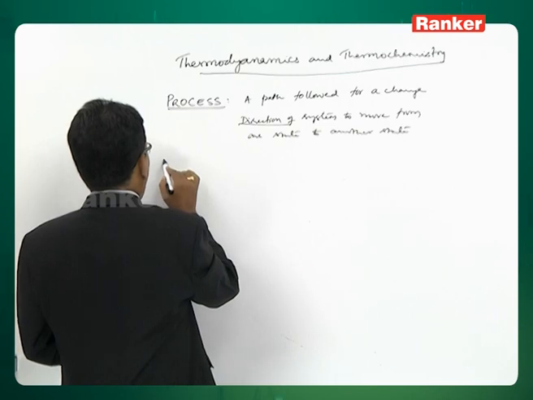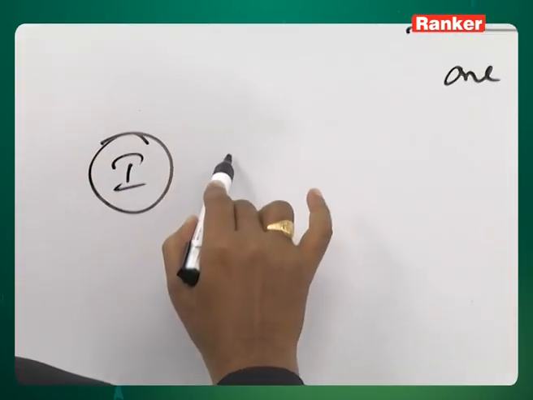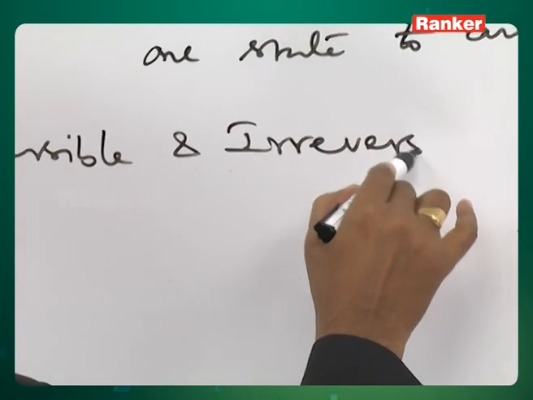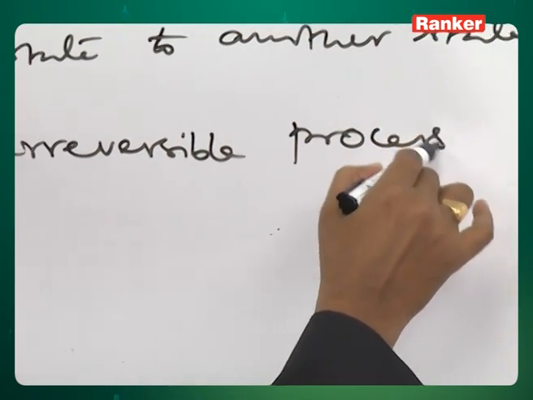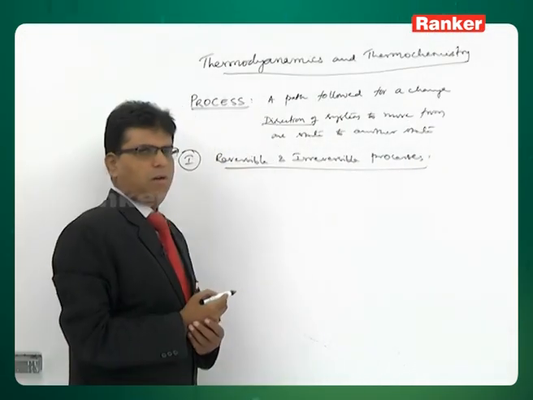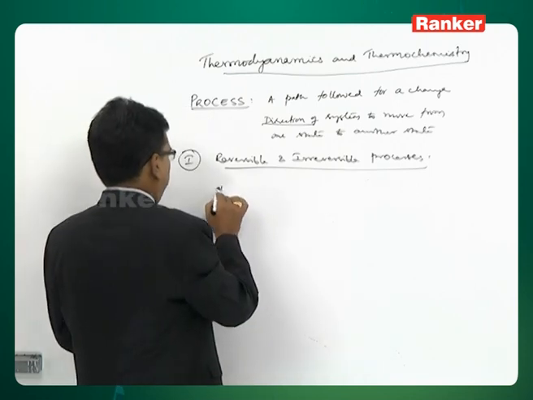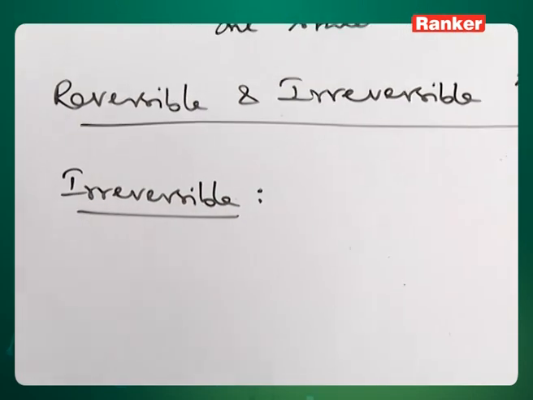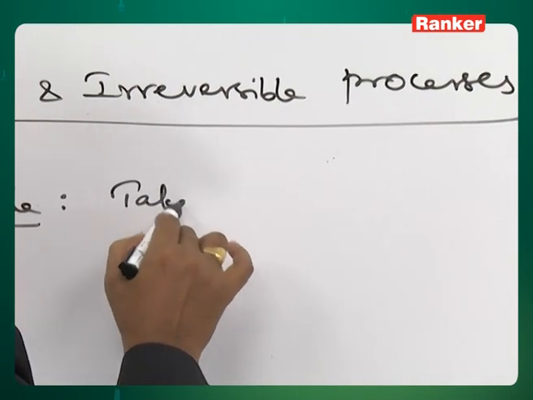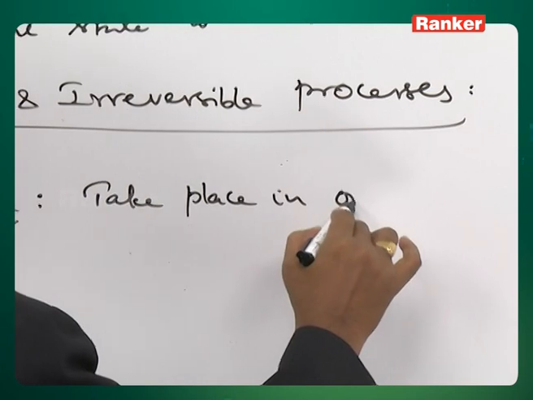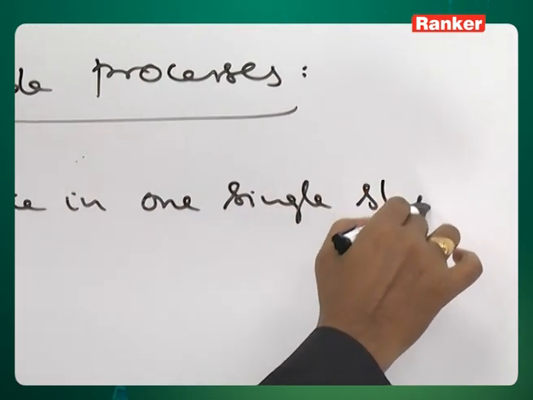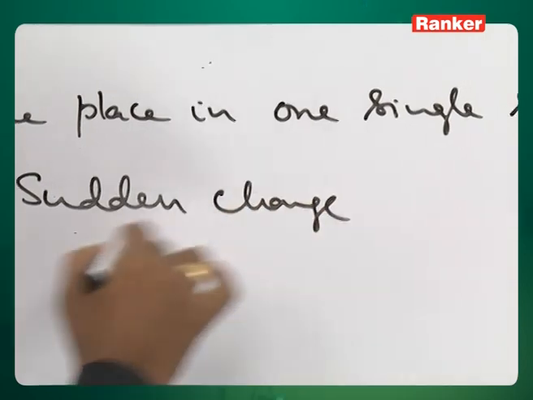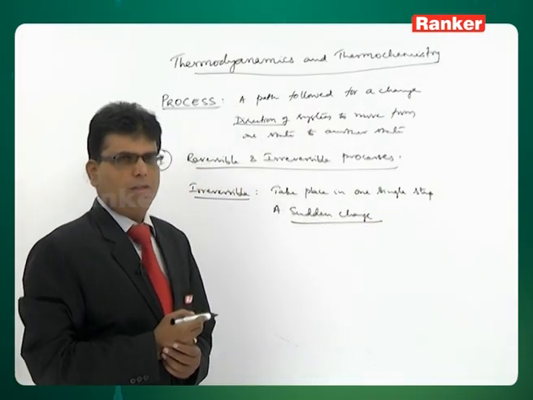One classification, type 1 classification, is reversible and irreversible processes. What is a reversible and irreversible process? Let us first look at an example of an irreversible process. An irreversible process is the one which takes place in one single step, or a sudden change. A sudden change is what we call irreversible.